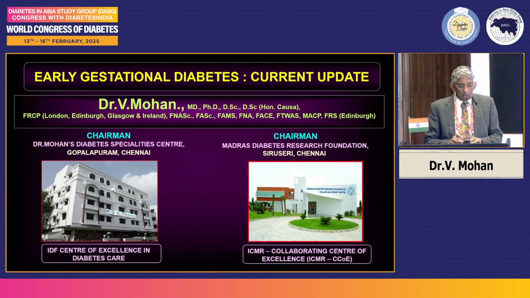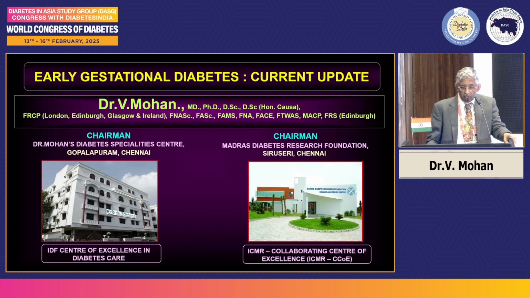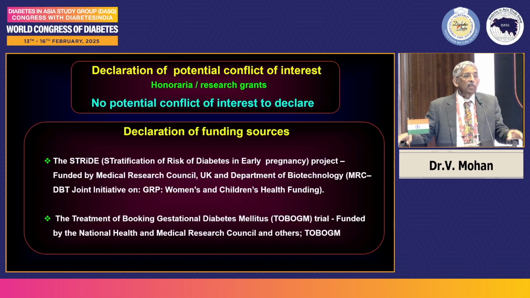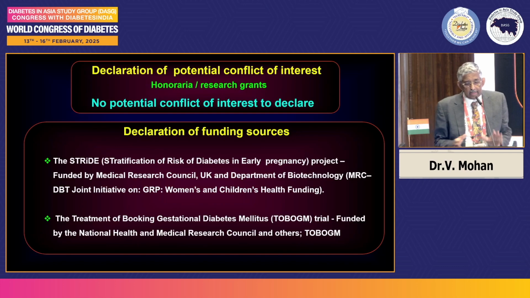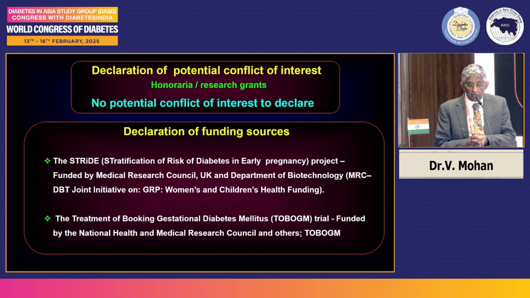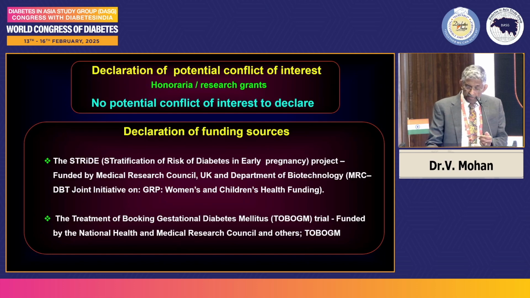So I'm going to talk about a subject called early gestational diabetes, and we'll talk about what that early is. I have no conflict of interest to declare. There are two major studies which I'll be talking about. One is a STRIDE study, which is funded by the UK and the Department of Biotechnology in India, and the other is a TOBOGGAN study from Australia, for which we had no funding at all, but we are part of it.